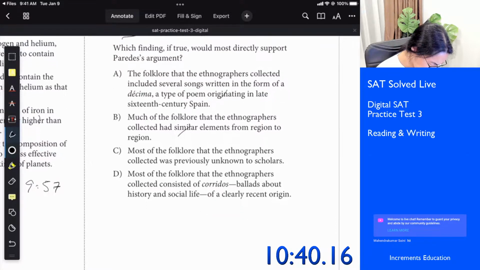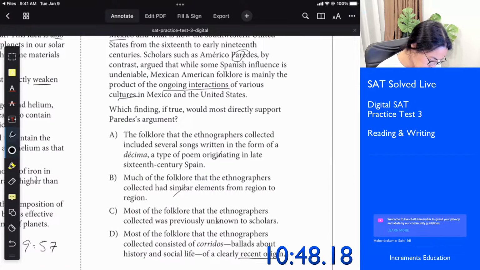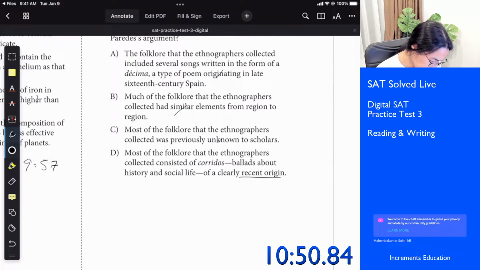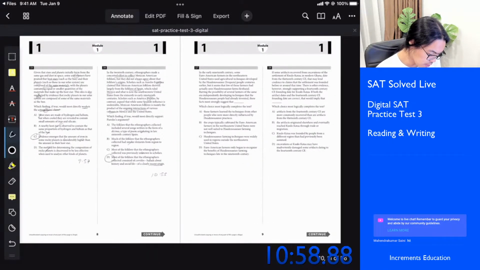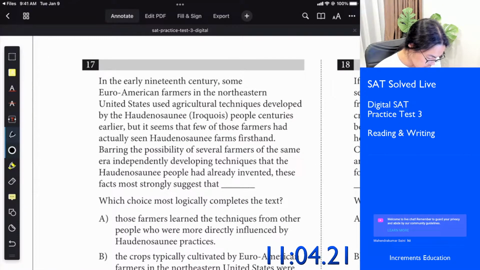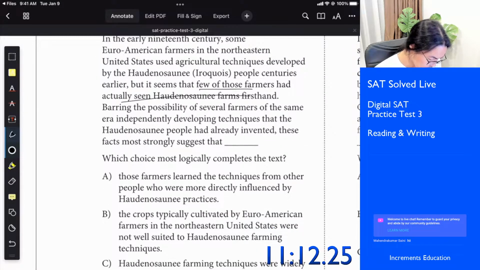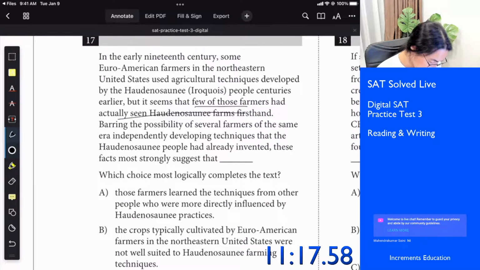Similar from region to region? No, that would be the opposite really. Unknown, that doesn't seem. Recent origin, hang on. Early 19th, okay. Yeah. Okay, yeah, that's recent. Early 19th century is not recent. In the early 19th century, again, farmers used agriculture developed by centuries earlier, but it seems that few had actually seen firsthand. Okay, cool. Independently developed. These facts most strongly suggest that it's been passed down.